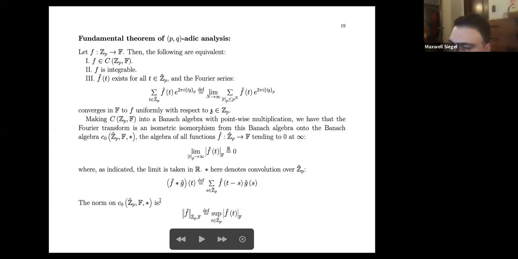The norm on C0 is the supremum norm. Note, I will sometimes drop this and write it as PF when there's no chance of confusion. And in general, when given a sum of this form, it is defined by this limit here, where this sum here is over all t in Zp hat whose denominators are at most p to the n.